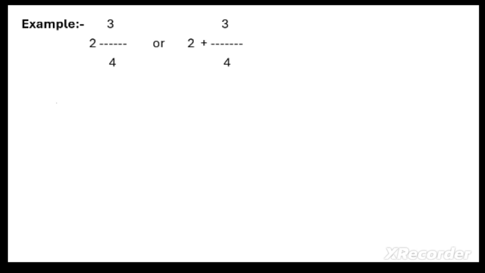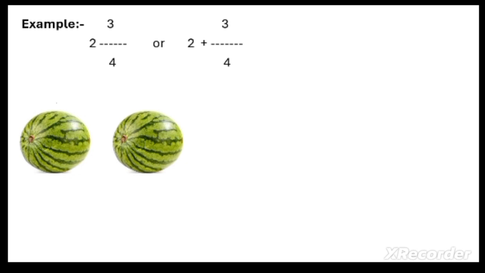Okay, now how can we understand this? It is a mixed number, as I told you before. 2 is a whole number and 3 upon 4 is a fraction. So the combination of a whole number and a fraction is called a mixed number. Okay, now 2 whole, what does it mean? It means 1 watermelon and 2 watermelons.